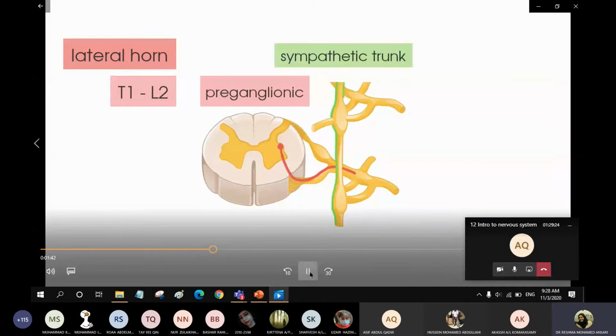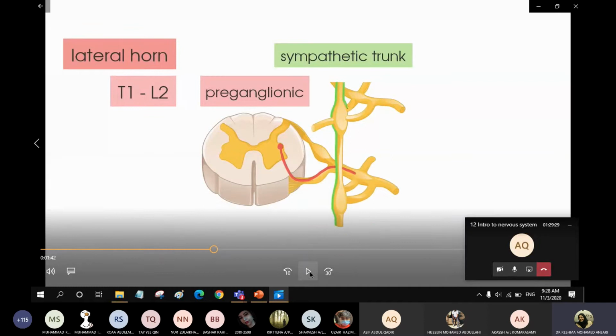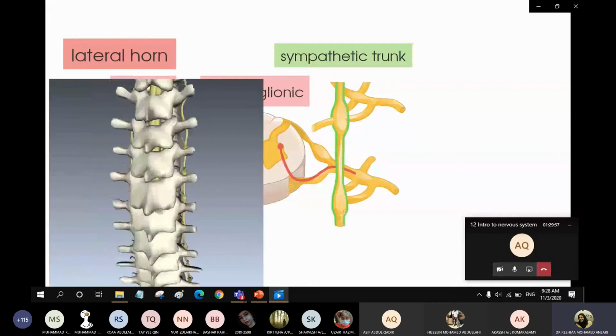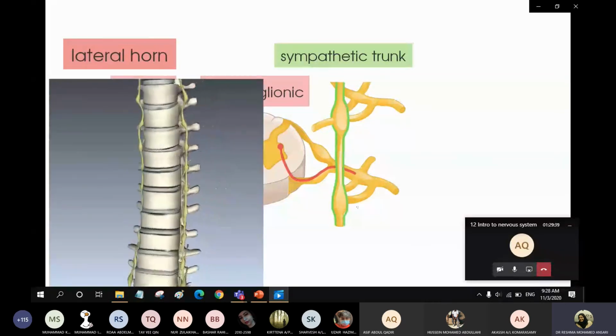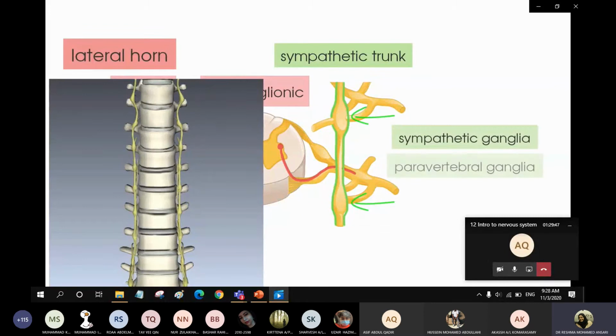So the green color indicates the sympathetic trunk. The sympathetic trunks are present on either side of the vertebra. You can see how interconnected they are. You have ganglia and a chain of fibers. So this is the vertebra. On either side, you have chain structures. That's why we call them paravertebral ganglia or sympathetic ganglia. Both are the same.